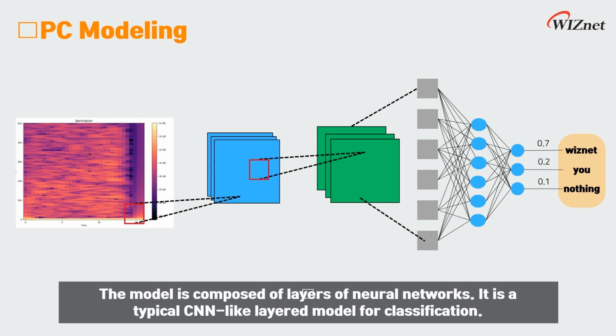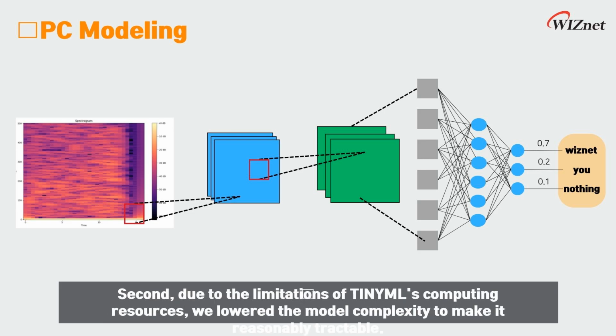The model is composed of layers of neural networks. It is a typical CNN-like layered model for classification. Second, due to the limitations of TinyML's computing resources, we lowered the model complexity to make it reasonably tractable.